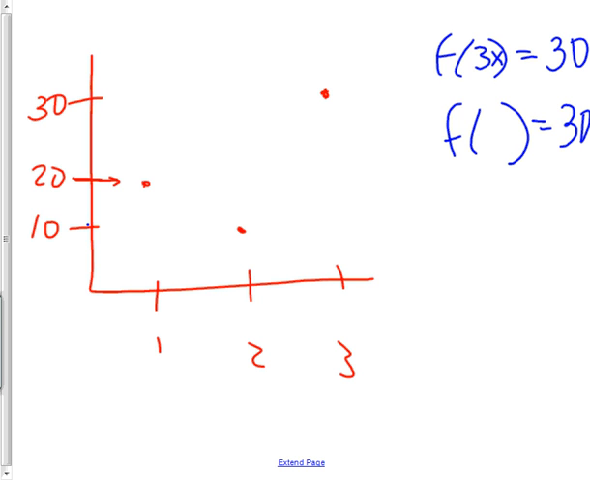Come on, f of what is 30? f of 3 is 30. If these are both true statements, f of x is 30 and f of 3 is 30, then you get how that has to equal that? And therefore, what's x got to be? 1. I didn't say f of x is 30. I said f of 3 is 30. But in this problem, x equals 1.